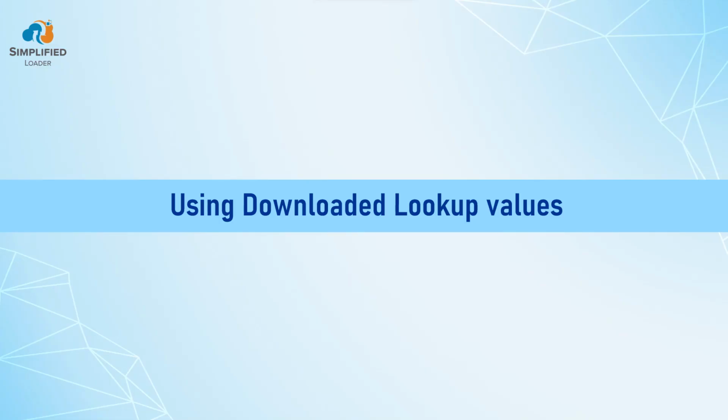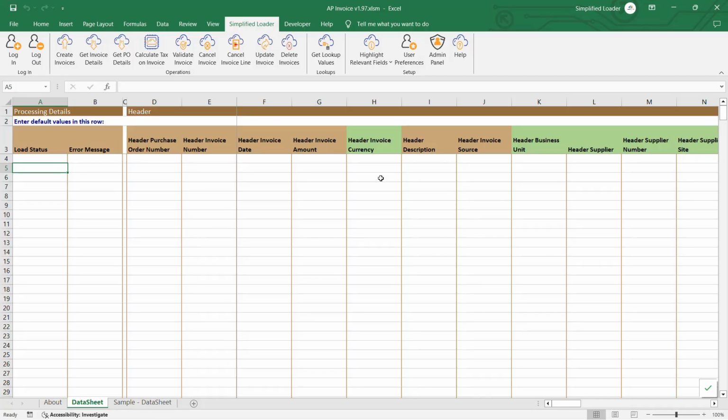Using downloaded lookup values. The fields that support lookup values are highlighted in green. In this example, fields like header invoice currency and header business unit have associated lookups. To utilize the lookup values, the user needs to double-click a green highlighted column.